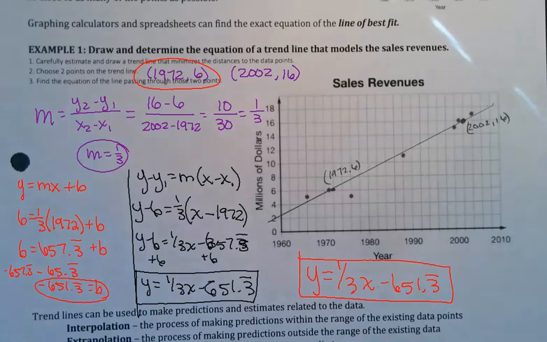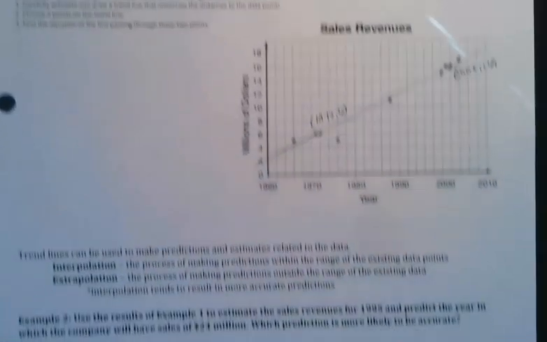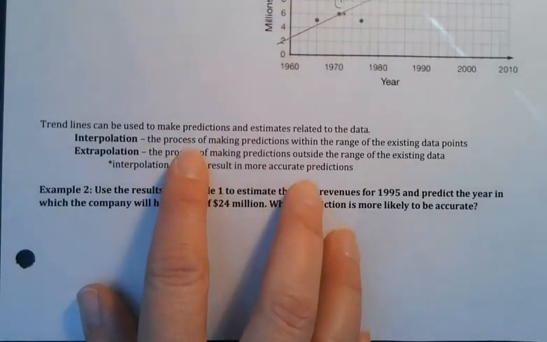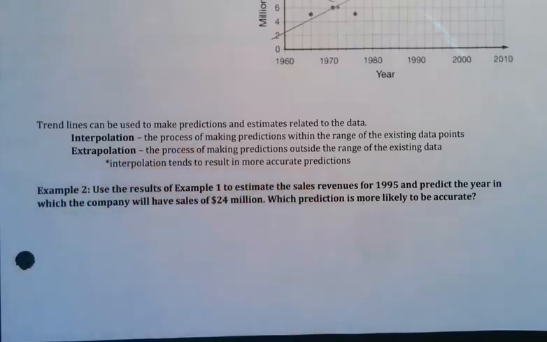All right, so great work there. Then we need to move on down to the next part of trend lines. Trend lines can be used to make predictions and estimates related to the data. Interpolation is just the process of making predictions that are within the range of the existing data points. So it's like, how many millions of dollars of revenue do they have in 1968? That's within this data range from 1960 to 2010.